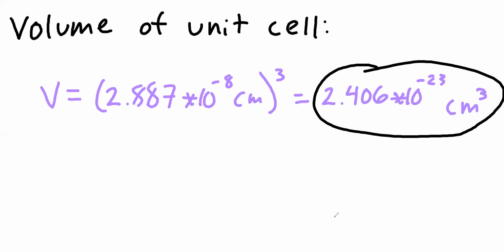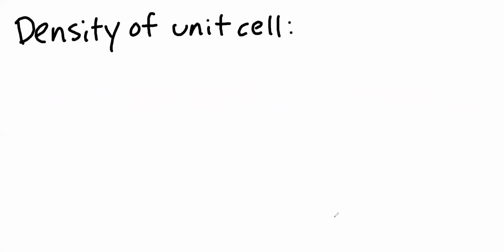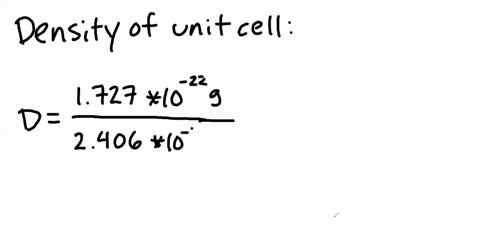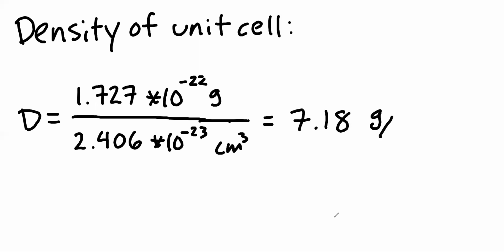Now I'm going to take the mass and the volume I found to find the density. So the mass was 1.727 times 10 to the minus 22 grams, and the volume was 2.406 times 10 to the minus 23 cubic centimeters. This, when you divide them, gives us 7.18 grams per centimeter cubed.